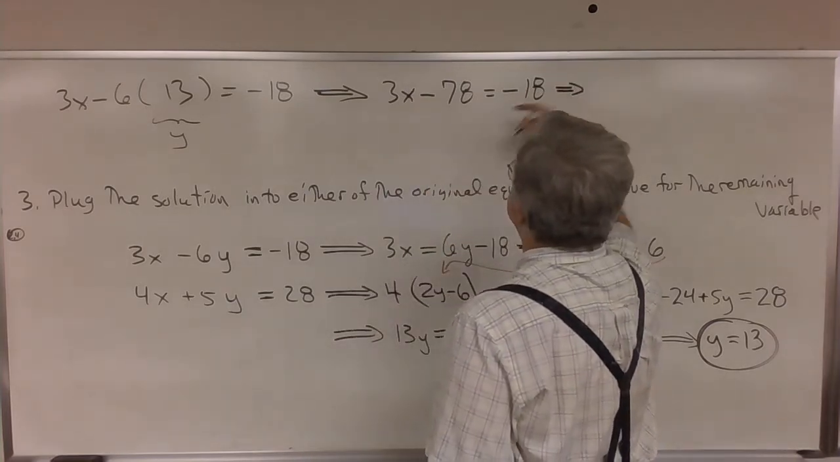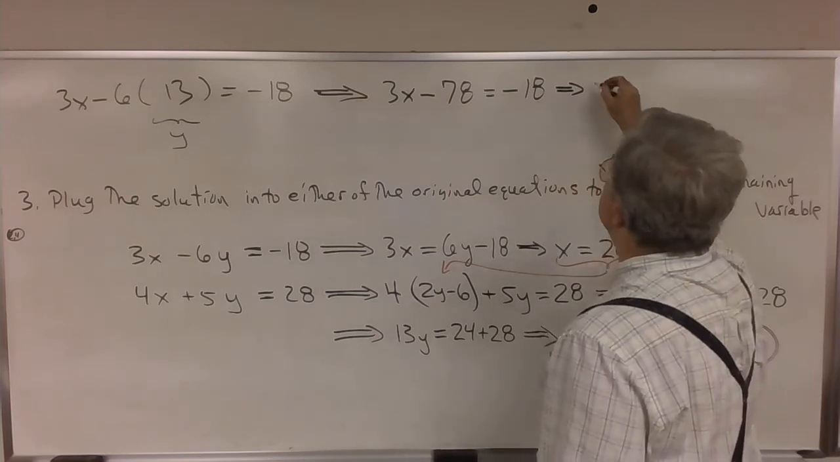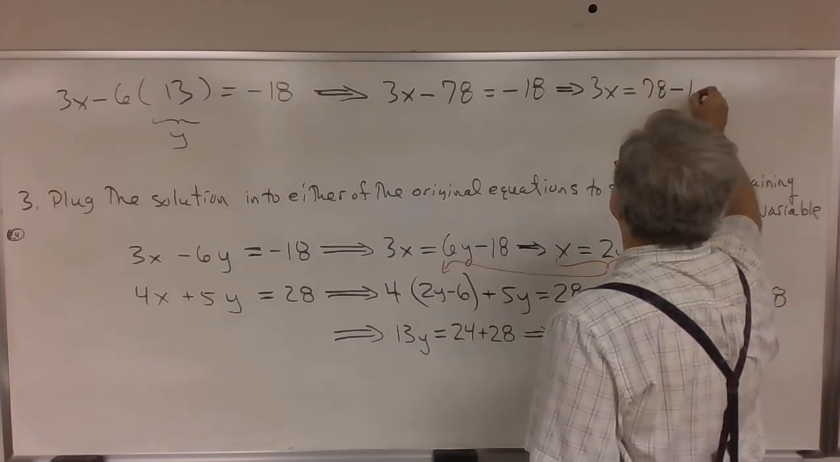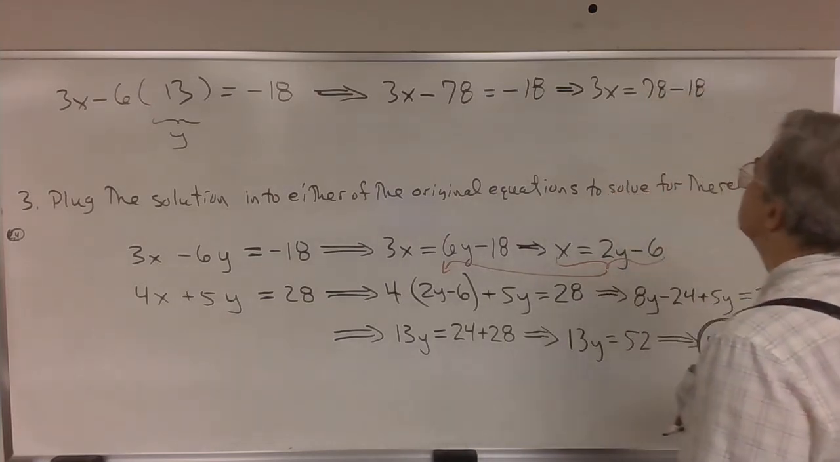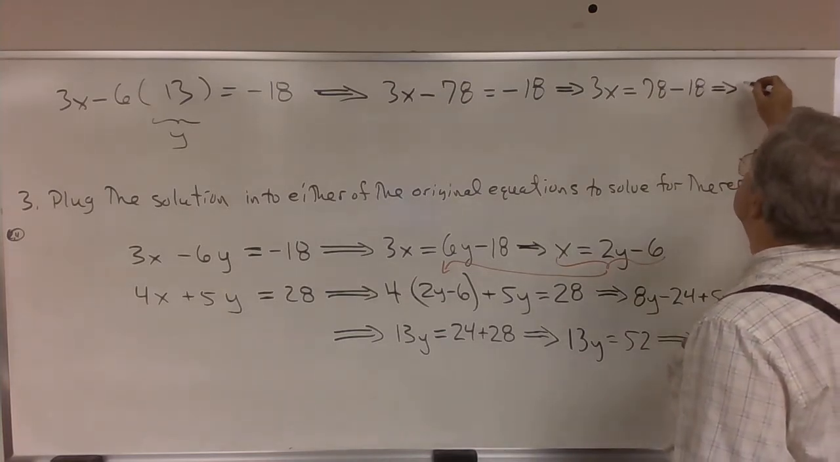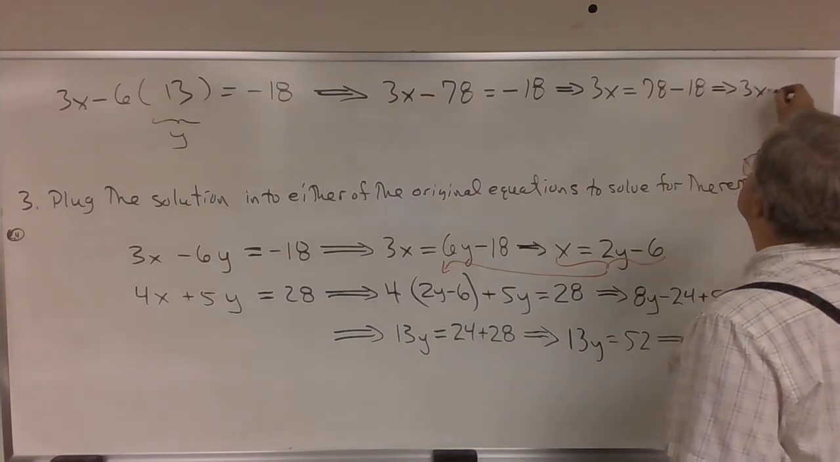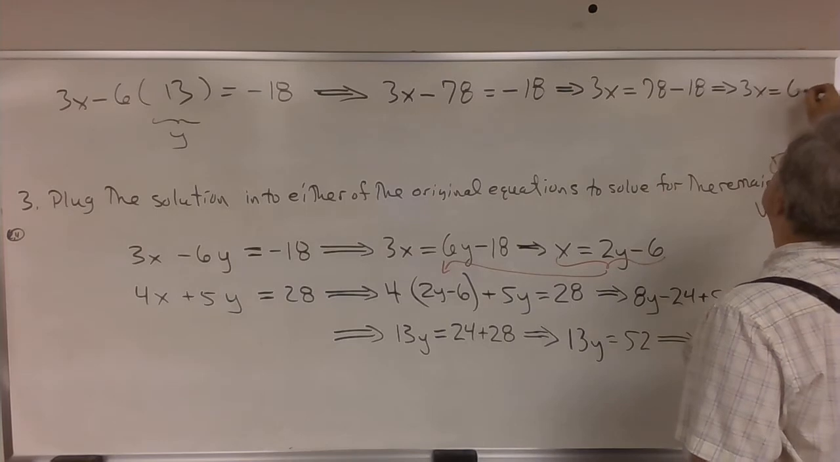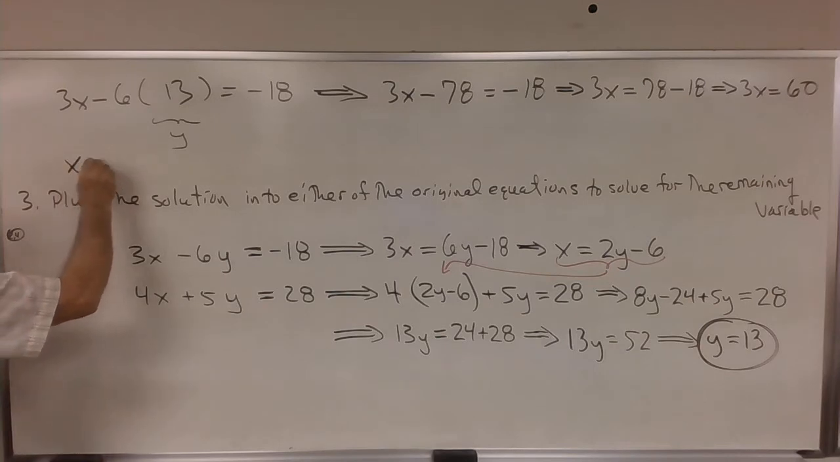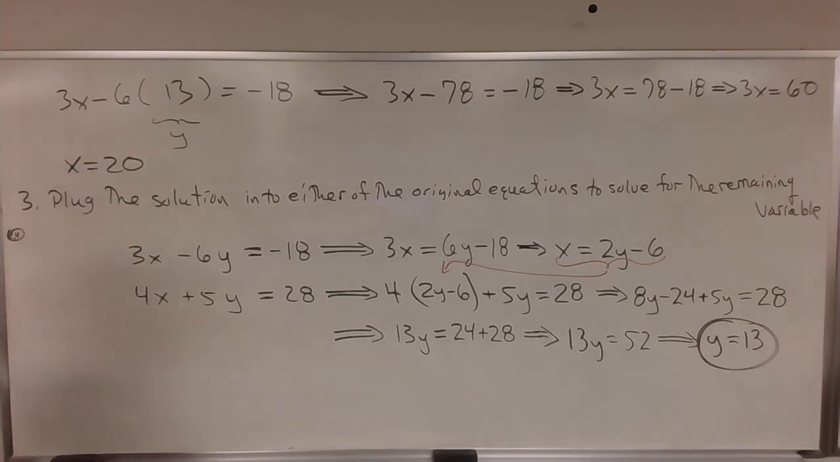Okay. Now I've got to move the 78 to the other side. 3x equals 78 minus 18. And that tells me that 3x equals 60. And so x equals 20. And I don't like that. Let's try it. I don't like it.